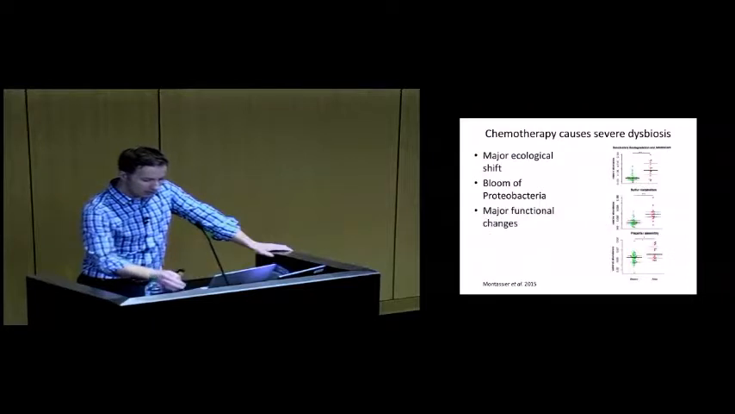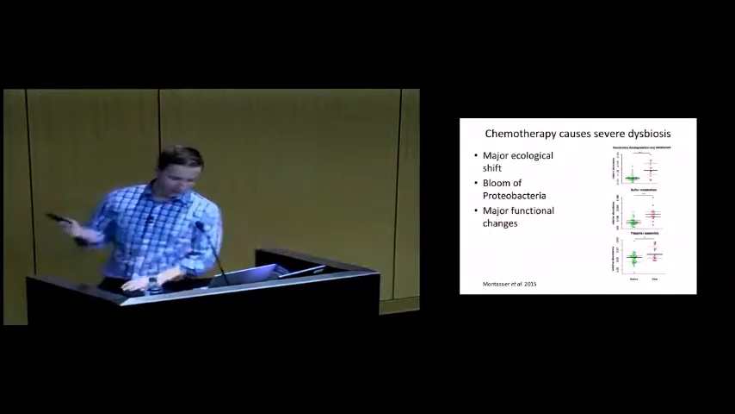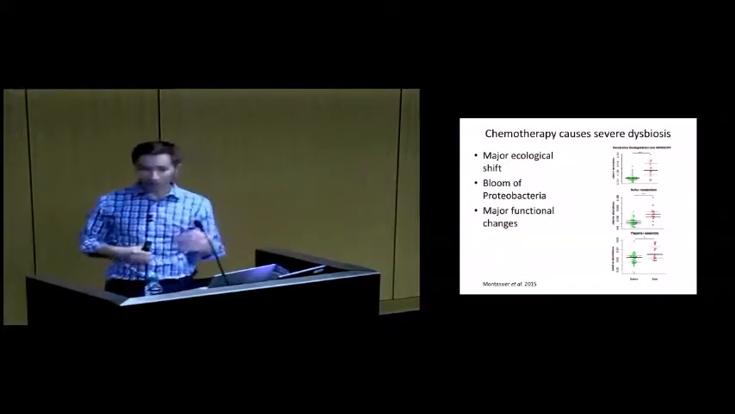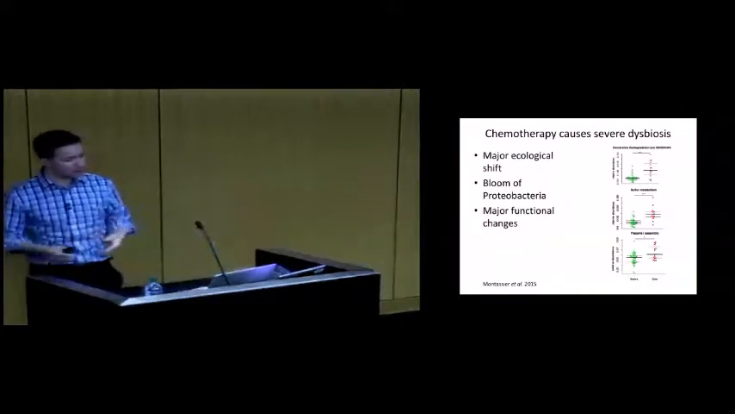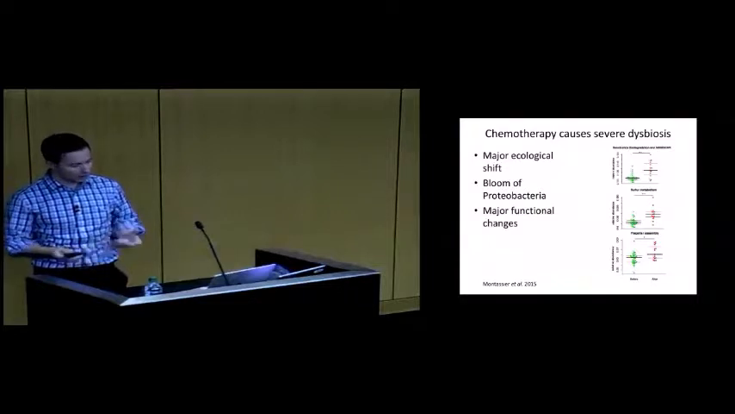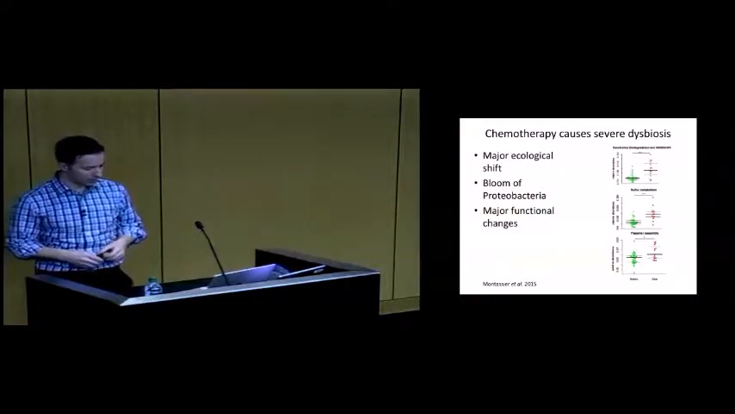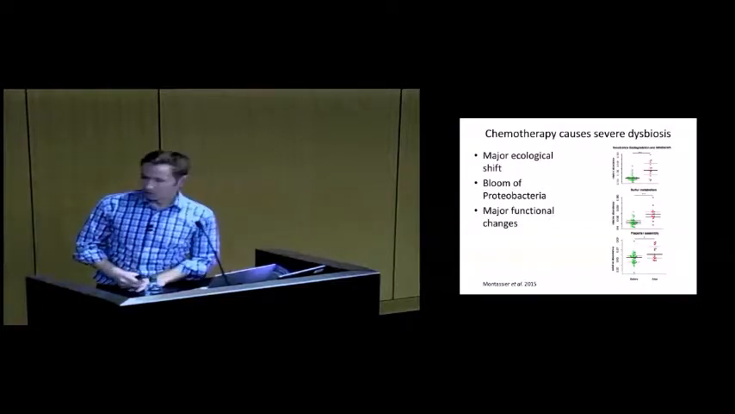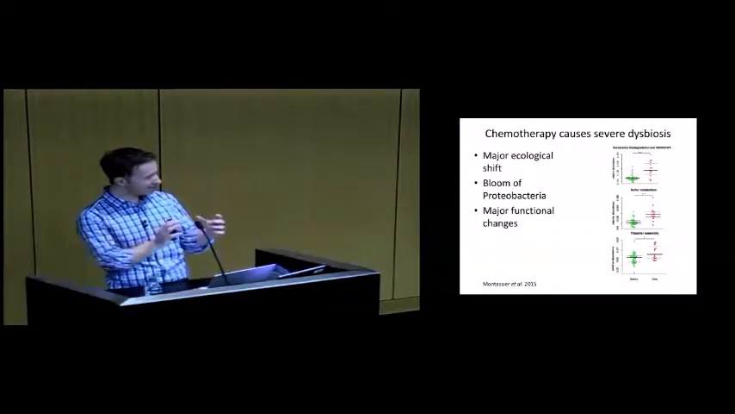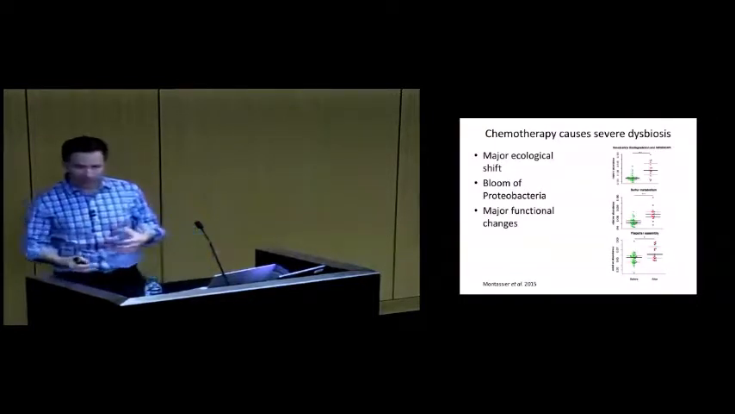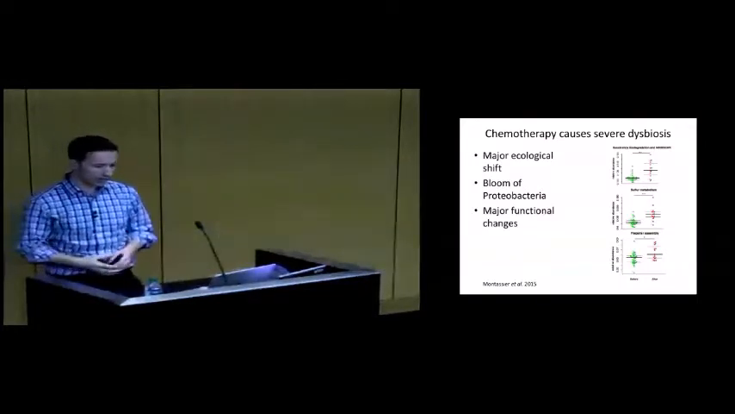And there are major functional changes as well. So we see increased xenobiotics degradation pathways, sulfur metabolism, which could be involved in production of hydrogen sulfide, which is a genotoxin, and has been associated with increased gut permeability, and flagellar assembly, which is kind of a virulence factor. So it seems as though their microbiome is getting worse, whatever that means. It's more virulent. It could be producing more toxins.